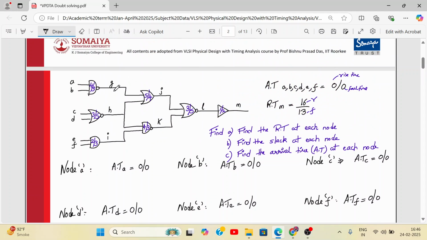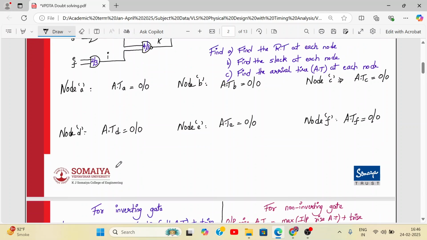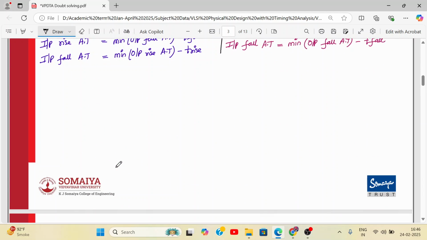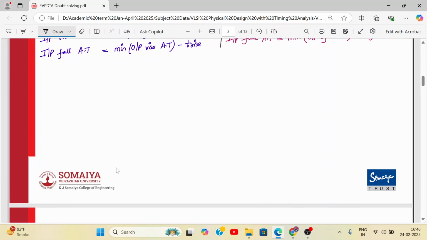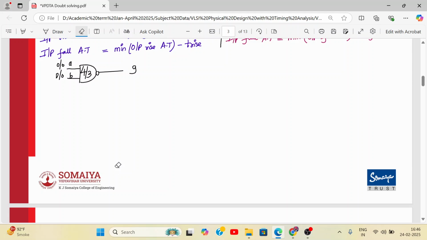Now let us go to node G. So let me recreate the node G. This is node G. The delay associated with this NAND gate is 4 by 3. And here arrival time is 0, 0. Here it is 0, 0. And this is A and B. This is node G, and we have to find the arrival time at node G.